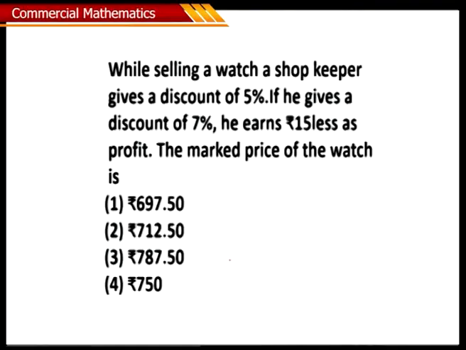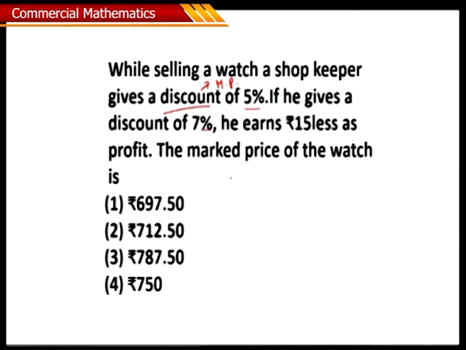Here the next question goes like this, just look at the screen. While selling a watch, a shopkeeper gives a discount of 5%. If he gives a discount of 7%, he earns 15 rupees less as profit. The market price of the watch is? Remember that whenever discount is considered, discount is always calculated on market price. That is the first point you have to remember. Discount is calculated on market price. Now there are two things. He is giving a discount of 5% and a discount of 7%.